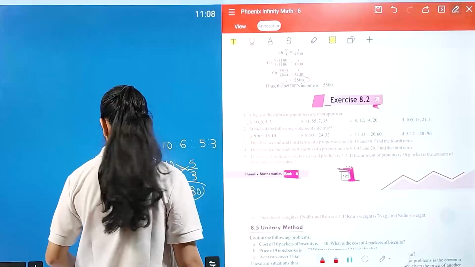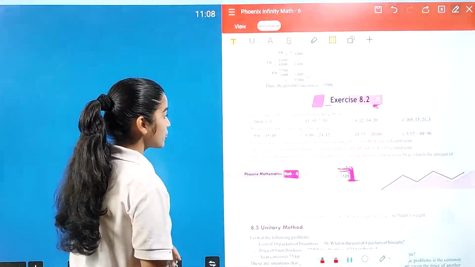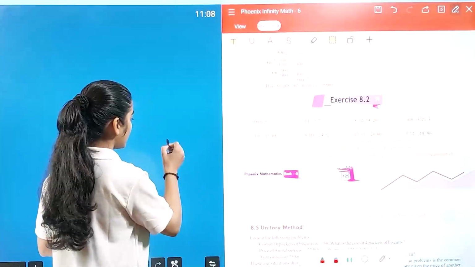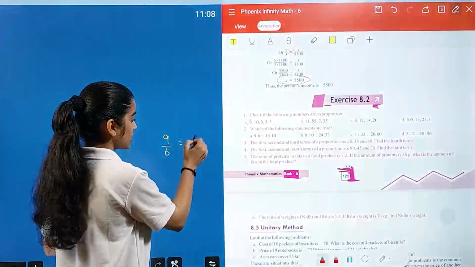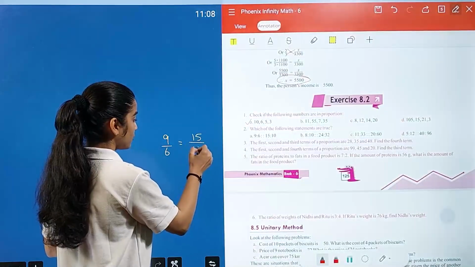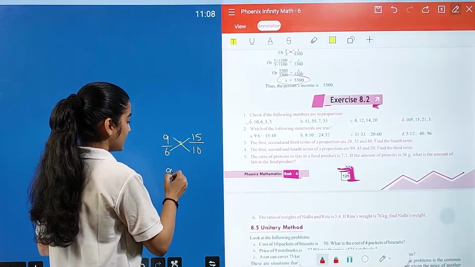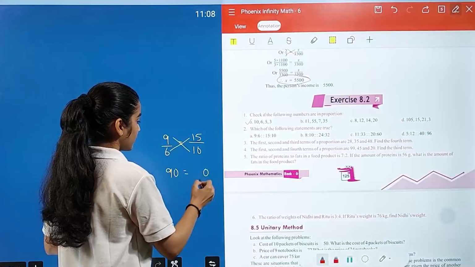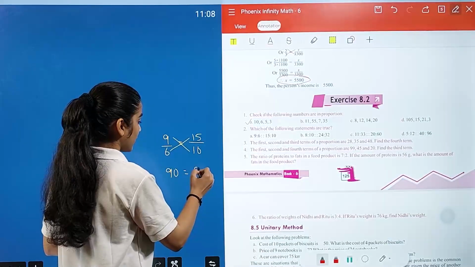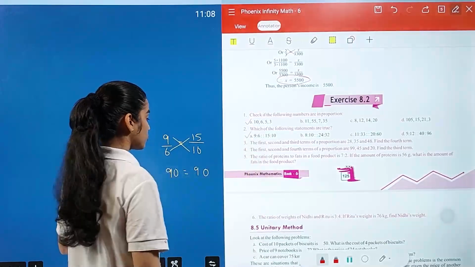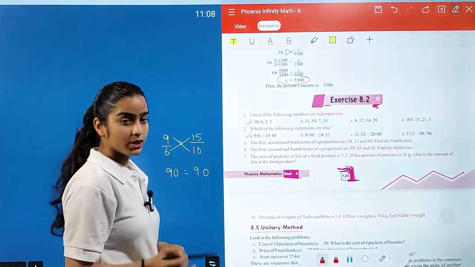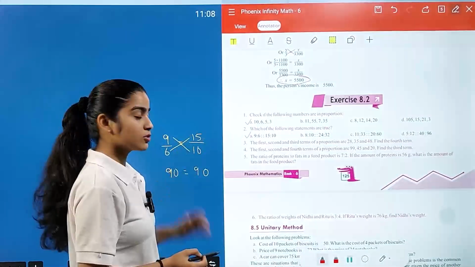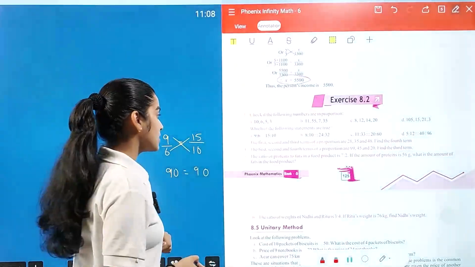Now we have question number 2, where we have to find which of the following statements are true. So 9 by 6 is equal to 15 by 10. You have to cross multiply it: 90 and 90. So the statement is true. You just have to find out whether they are proportionate to each other or not. If yes, then the statement is true. If not, then the statement is not true.